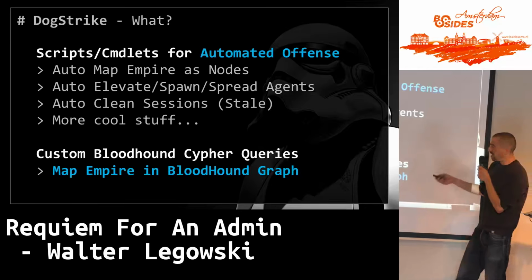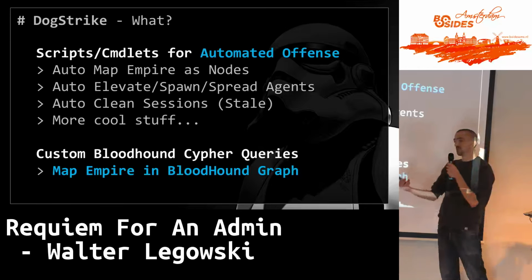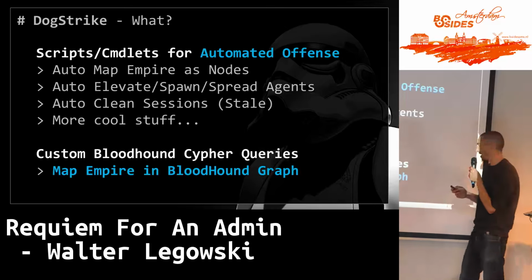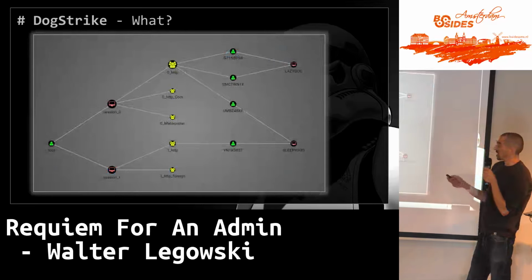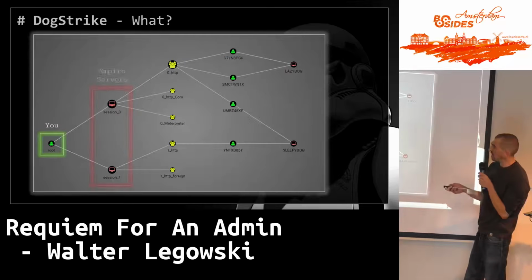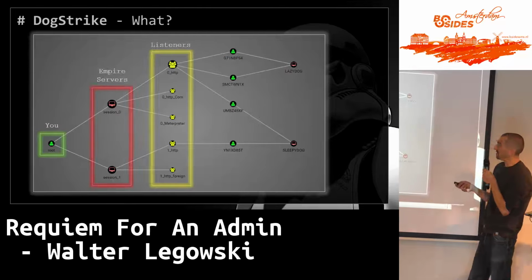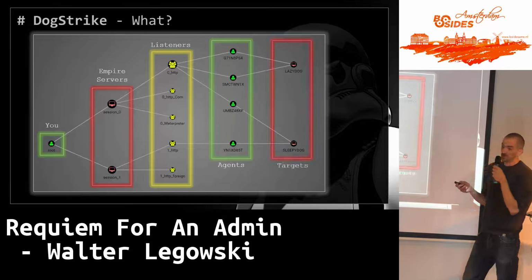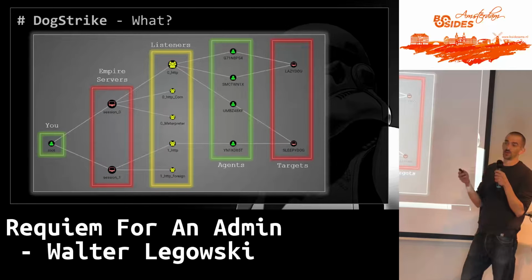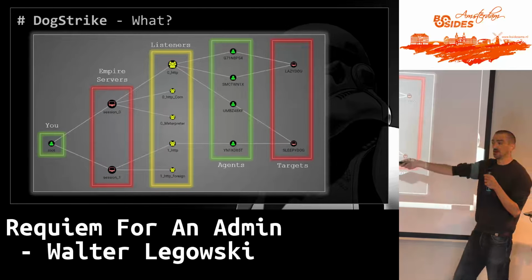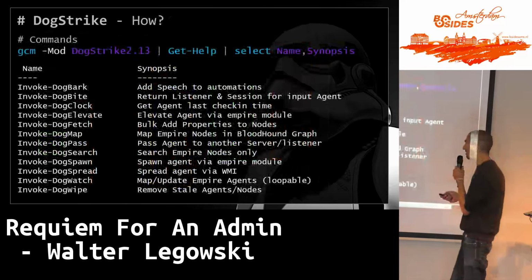And mainly the cool effect is that you can see your own infrastructure in BloodHound. And this is what it looks like. So you're over there. These are your Empire servers. These are your listeners, your agents, and the targets they're running on. And we'll see that we can then query paths that are agent aware. So then you can automate from that agent to that target and probably script a lot of things.